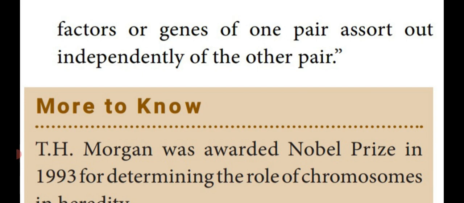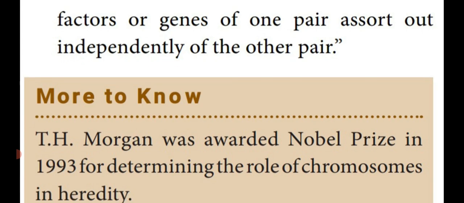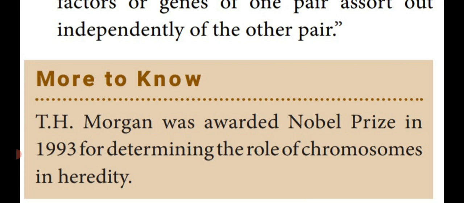The factors or genes of one pair assort out independently of the other pair. That means when one or more contrasting characters are crossed together, one pair of genes or factors is independently expressed as a character in the gametes without disturbing the other trait or character. That is known as the law of independent assortment.